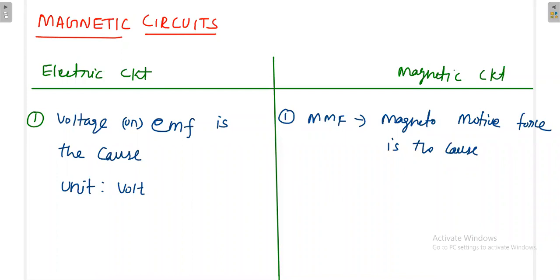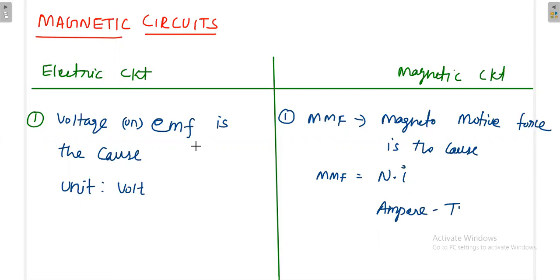Generally we know that magnetomotive force is like a current, because only as the current flows on the conductor will the magnetic field come. So the source here is like a current, here it is voltage or EMF, and here it is magnetomotive force, the product of N into I. N means number of turns, and I means current flowing in the turn. The unit of this is ampere turn.